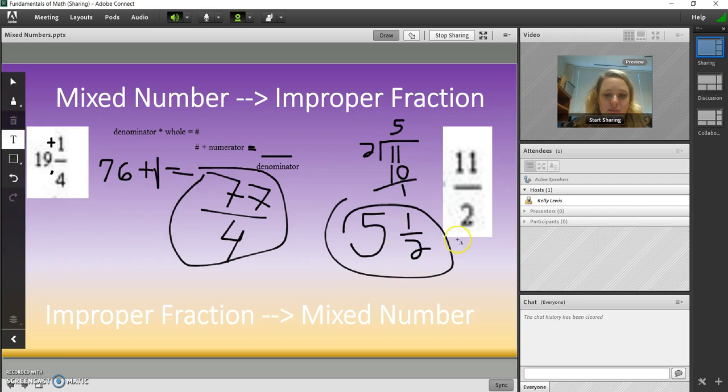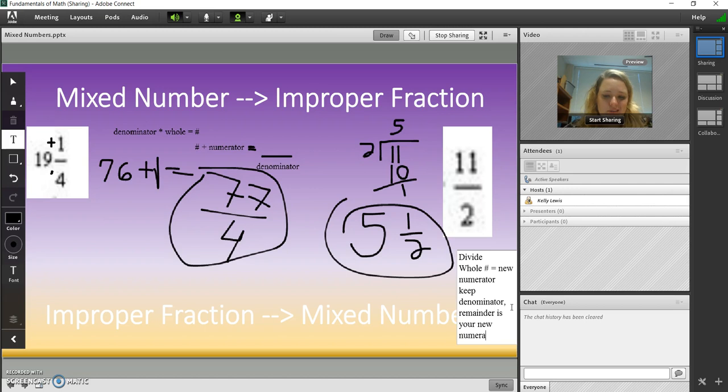Right? So from improper to mixed, divide. The whole number is your new whole number, and then keep the denominator again. Keep the denominator, and then the remainder is your new numerator.